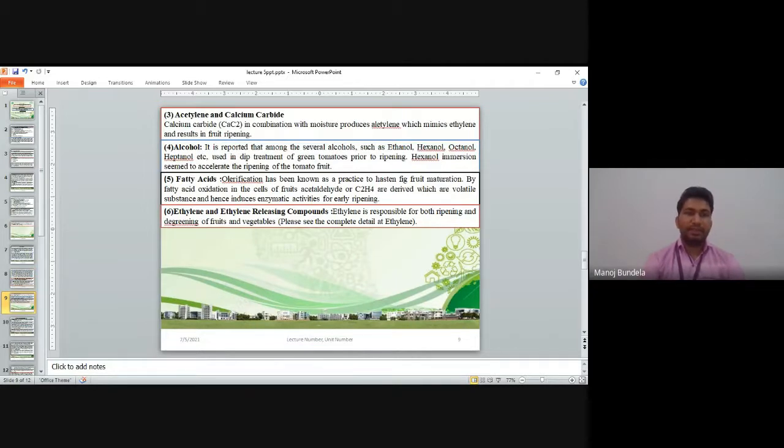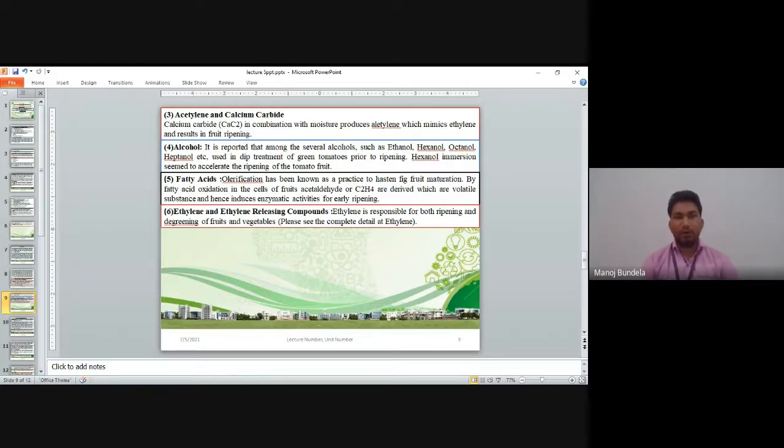Next is acetylene and calcium carbide. Calcium carbide in combination with moisture produces acetylene, which mimics ethylene and results in fruit ripening. Alcohol: it is reported that among the several alcohols such as ethanol, hexanol, octanol, heptanol used in dip treatment of green tomatoes prior to ripening, hexanol mimics the same to accelerate the ripening of tomato fruits.